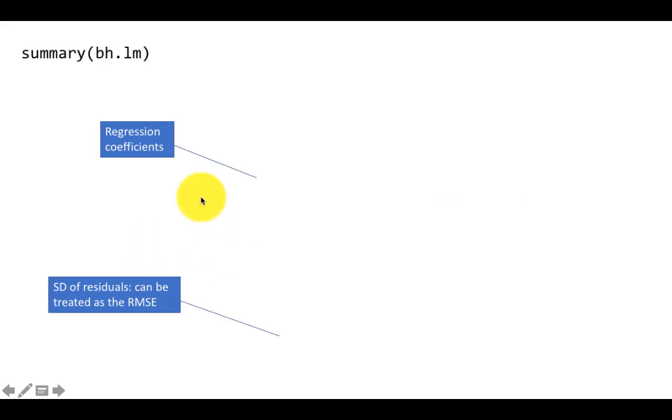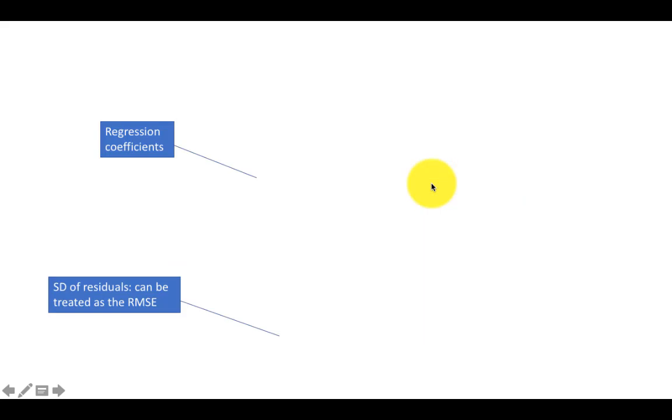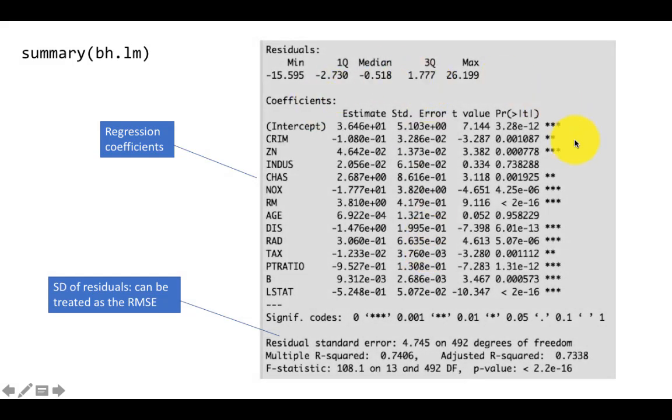Okay, so once you build the linear regression model and store the result in a variable called bh.lm, once again, the .lm doesn't mean anything. I'm just using that to indicate that this variable contains a linear model. It's just a convention, so we follow that. So once we do that, if we do summary and we supply a linear regression model, then you get this typical sort of output. Now let's learn to interpret all the information that this output contains.